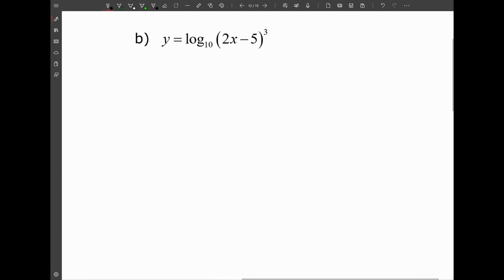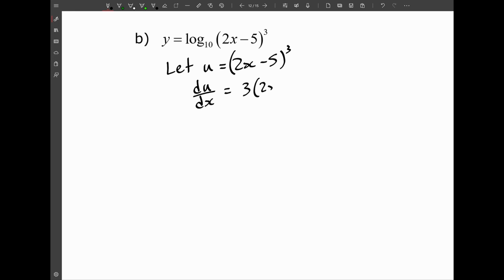B. Y is equal to log base 10 of (2x minus 5) all to the power 3. Same business here. Let u be equal to (2x minus 5) to the power of 3. Then du dx must be 3 times (2x minus 5) to the power of 2 times the derivative of the interior function, which is 2.